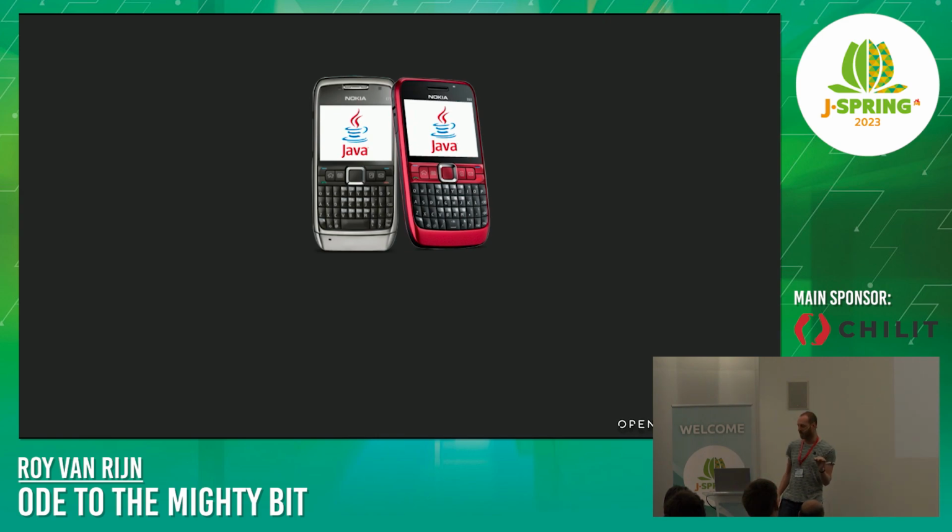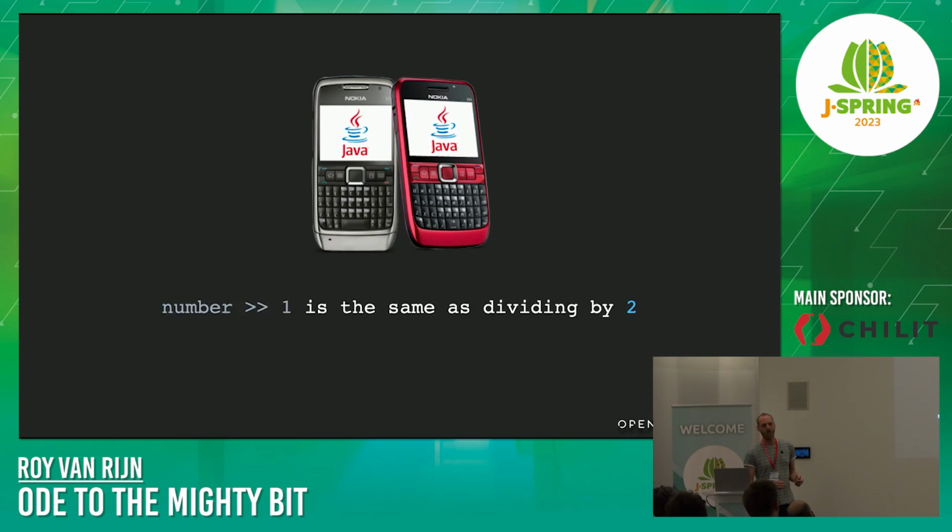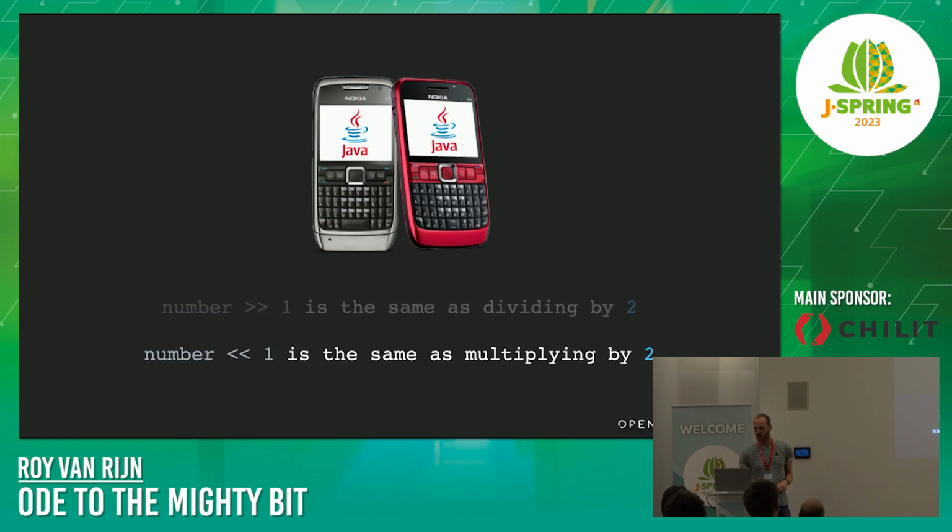Those were very, very slow, and we wanted to do Java on it, so that made it even slower, and we had to do all kinds of weird tricks. Every time we had a division by 2, we weren't allowed to do a division by 2, we needed to shift the number, because shift is more efficient, and it's the same thing as dividing by 2. So if you have a number and shift it one place, it's the same as dividing. If you shift it the other way, it's the same as multiplying.